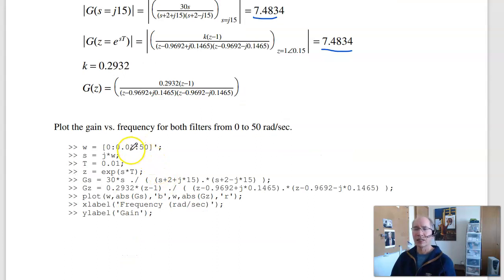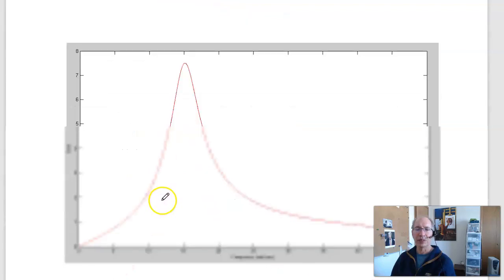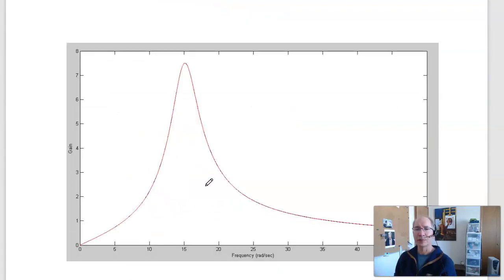Checking. Calculate the gain of g of s, calculate the gain of g of z, plot them, and I get the same curve. Same gain versus frequency means the same filter. And here you can also see it doesn't matter which frequency you chose. I pick k to match the gain at 15. If I pick any point, I've matched the shape, matched the gain at a point, I'll match the filter.